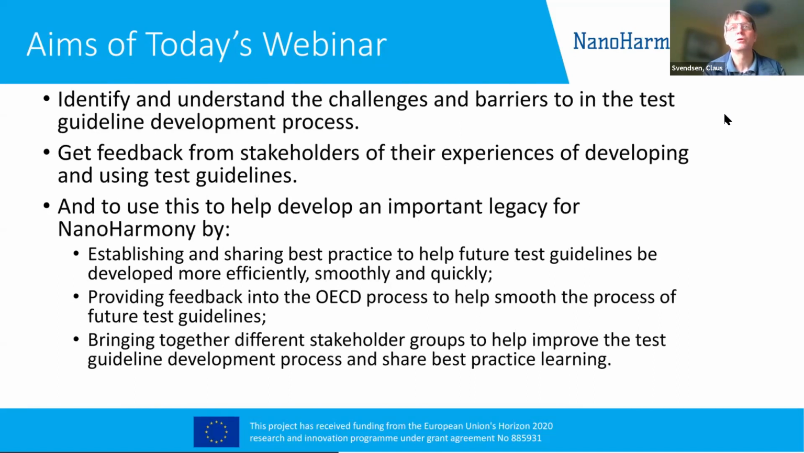It's about establishing and sharing the best practice to help future guidelines be developed as efficiently, smoothly and quickly as possible. So also about, where we can, provide some feedback into the OECD process about how the process can be smoothed out for future test guidelines if we are all getting stuck on the same points or delays. And it's about bringing together all the different stakeholder groups, which we'll see in the next Mentimeter whether we've successfully done today, to try and improve how this whole process goes for all of us. So we can take that forward and get the science to keep up with the regulatory need for data and multiple mutually acceptable data platforms within the OECD's test guidelines to be fulfilled as fast as possible.